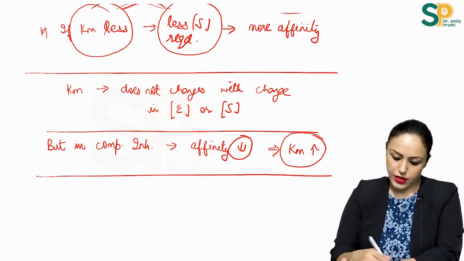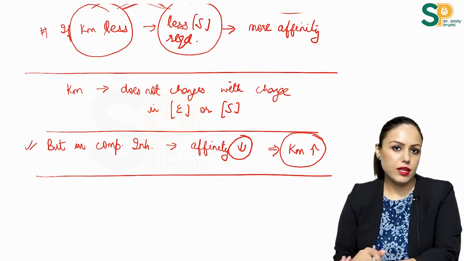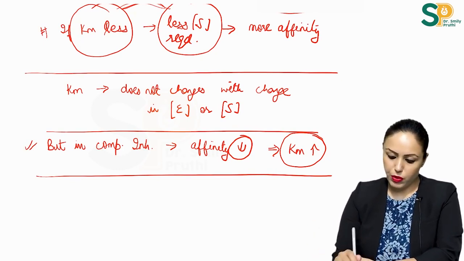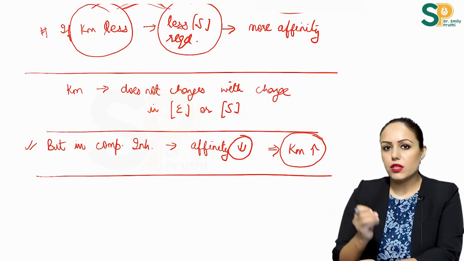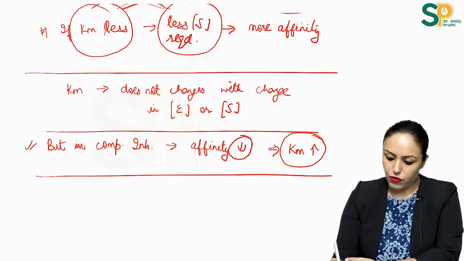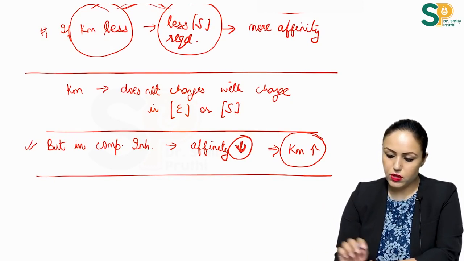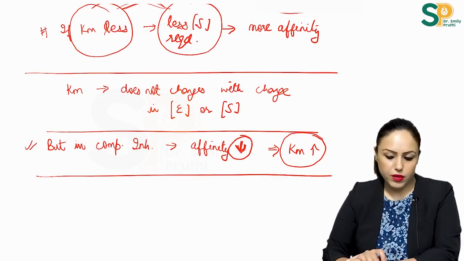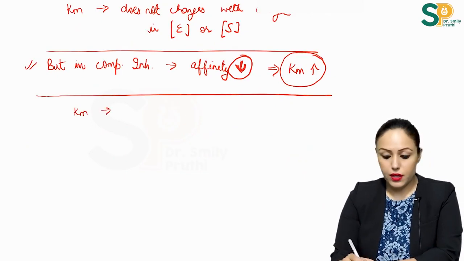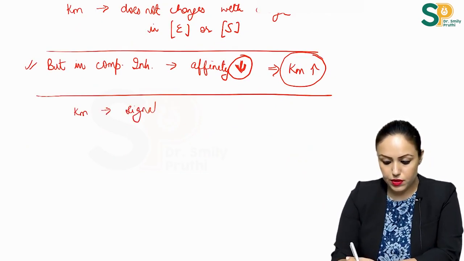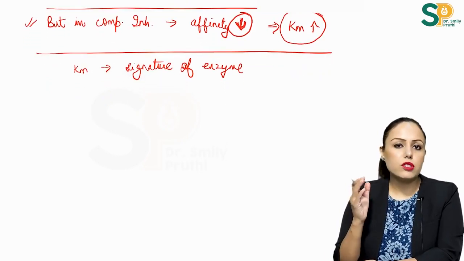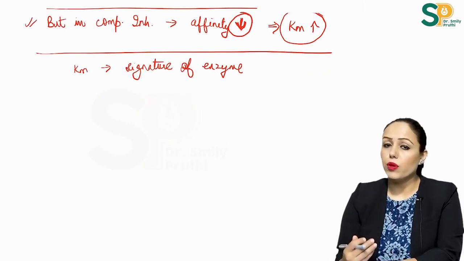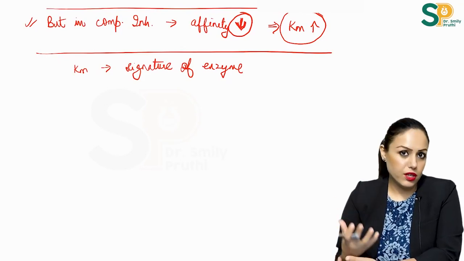Okay, I'll take the detail of competitive inhibition in the later part of this video. Right now, just remember that Km will never change, it's a constant value. But in case of competitive inhibition, affinity decreases. So Km increases. Okay. Next, note down that Km is considered the signature of an enzyme. It's such a constant value that it is considered the signature of an enzyme, like human beings have their signature.